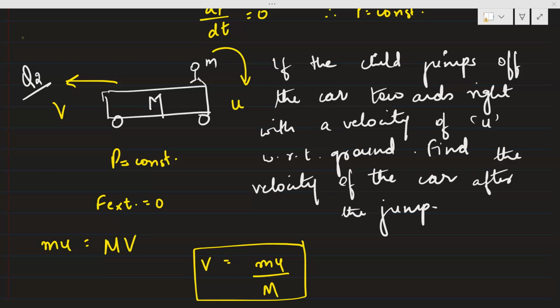Yes, class, those who have completed, you can leave. Tomorrow we'll continue. So just revise the circular motion and we'll start.